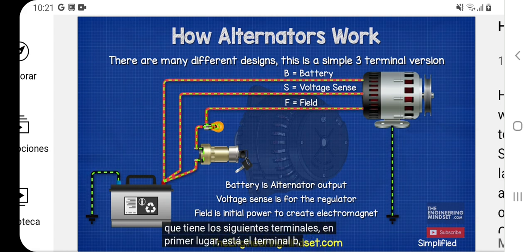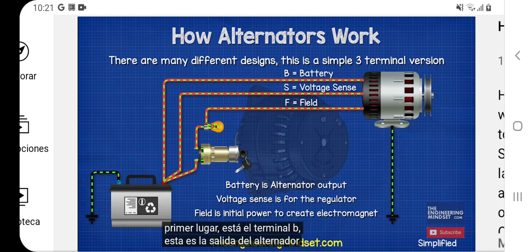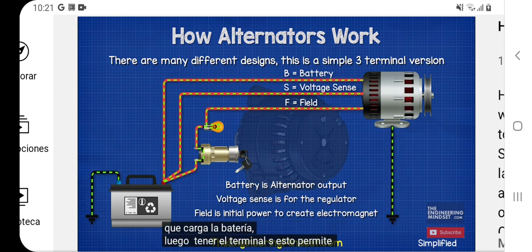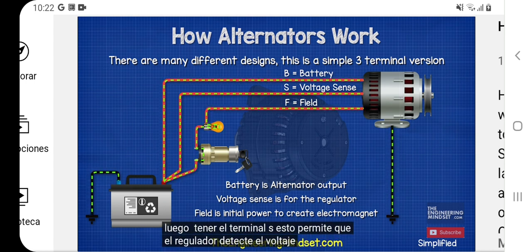First of all, there's the B terminal. This is the output of the alternator which charges the battery. Then we have the S terminal. This allows the regulator to sense the voltage. And then we have the F terminal.